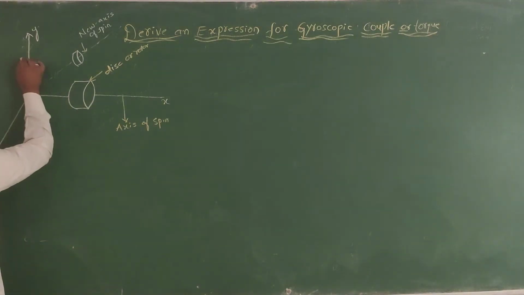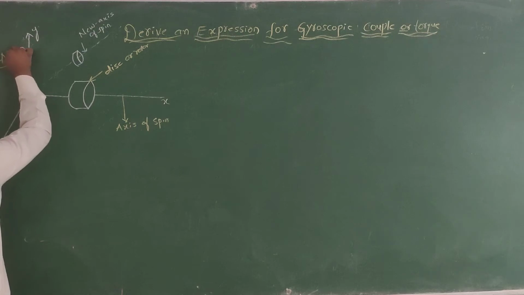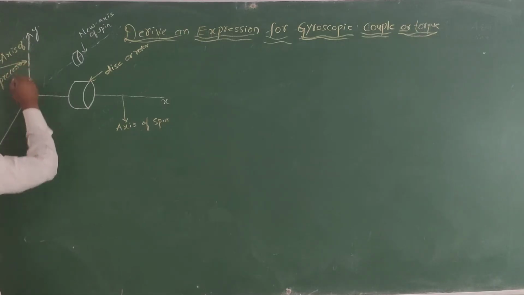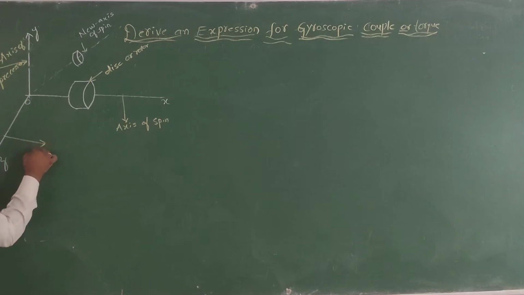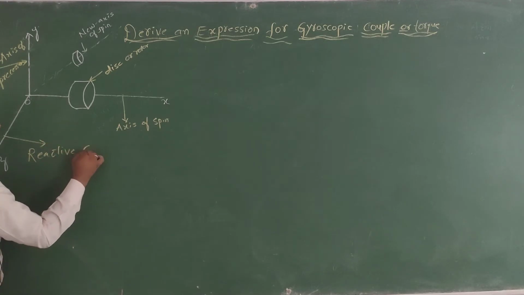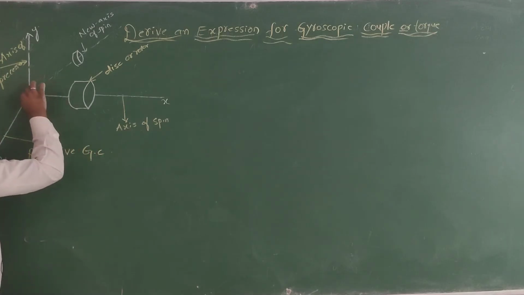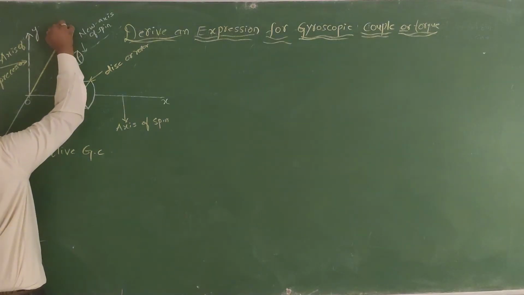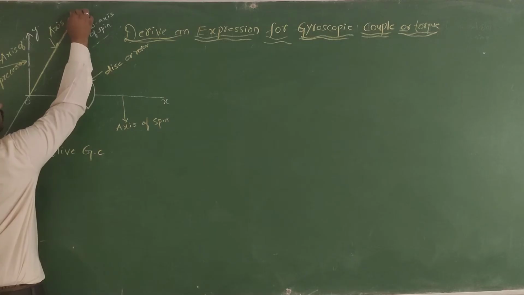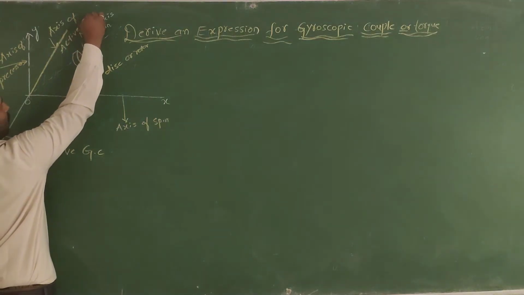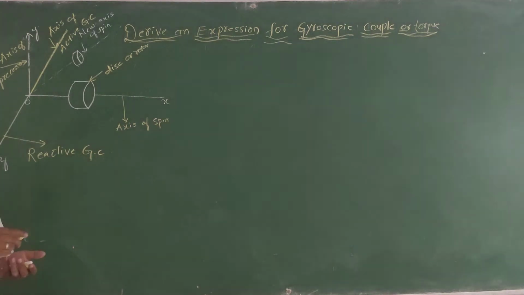Okay, axis of precession, and OZ indicates the reactive gyroscopic couple, and this line indicates the axis of the active gyroscopic couple.